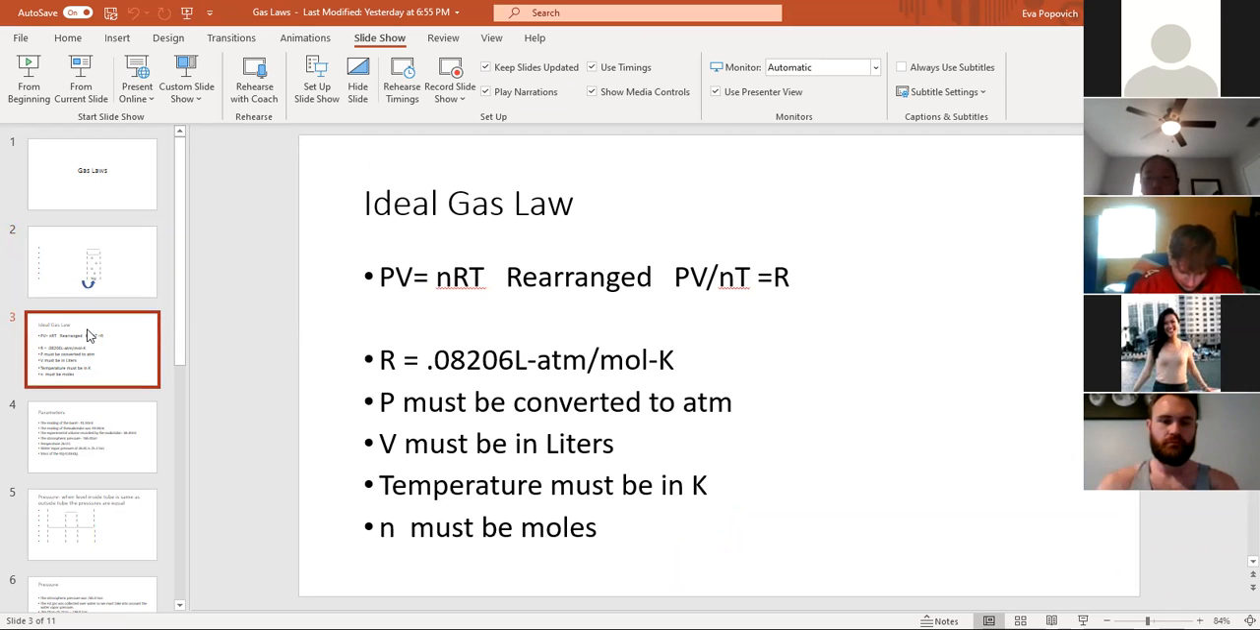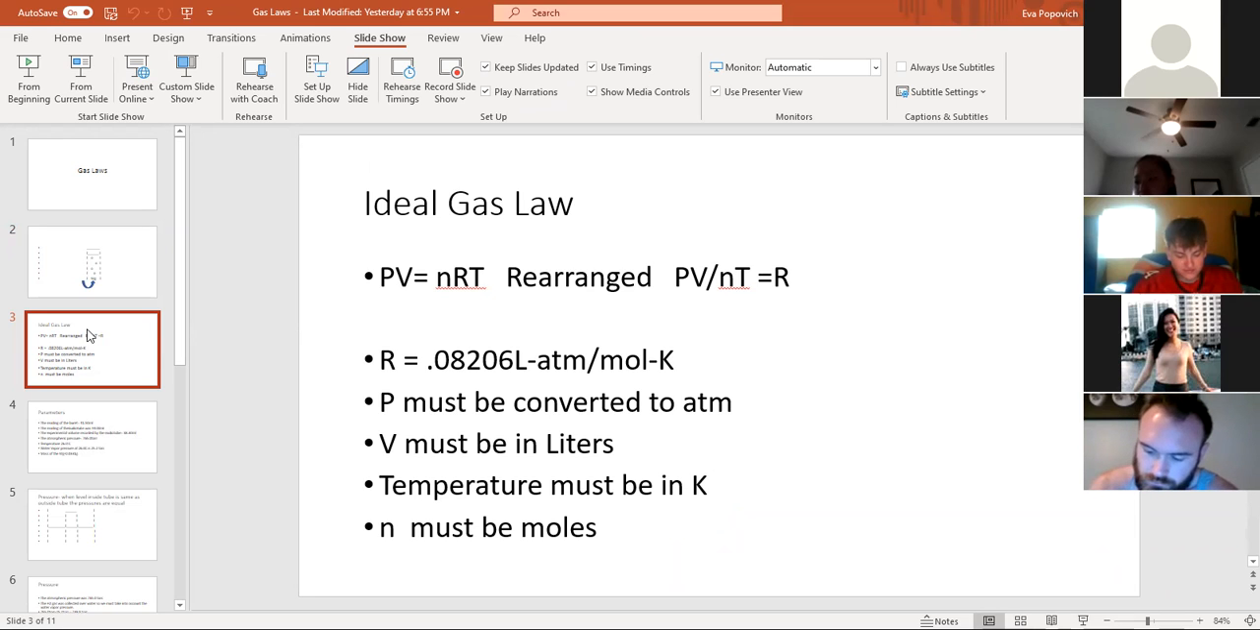All right, we are dealing with the ideal gas law. Now, the ideal gas law is PV equals nRT. The pressure of the gas times the volume of the gas is equal to moles of the gas times a constant times temperature. I can rearrange that so that the constant is equal to the pressure times the volume divided by moles times temperature.